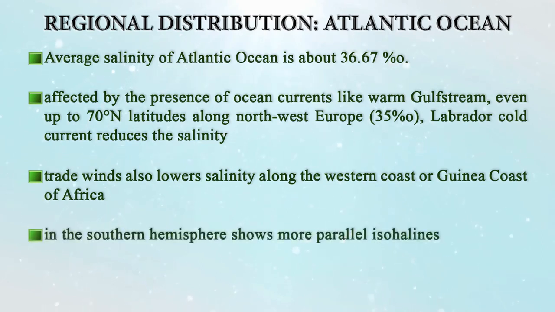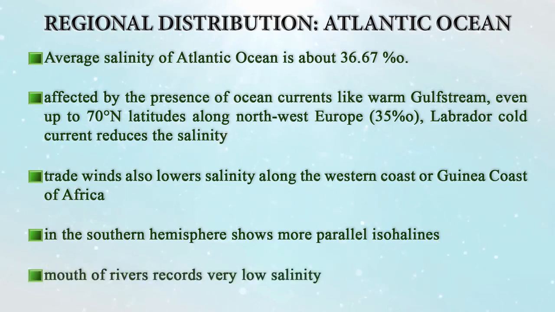In the southern hemisphere, you can see in the Atlantic Ocean that isohalines are more or less parallel, in all the oceans you will see, and the mouths of the rivers have low salinity. So, these are the important points you should remember while studying the salinity of the Atlantic Ocean. Let me come to the figure over here.